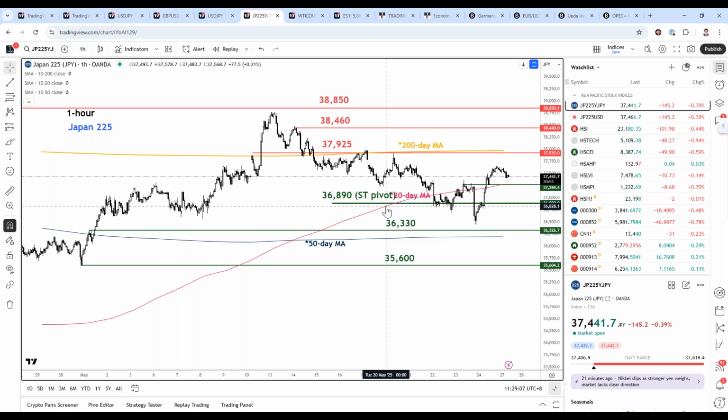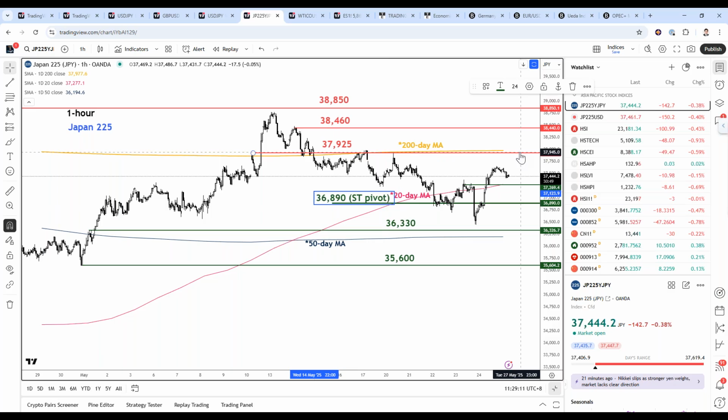We will still maintain our intraday trend bullish bias. First resistance to watch will be 37,925, which will be our 200-day moving average as a similar resistance level as well. So only a clear breakout with an hourly close above 37,925 will open up scope for the next intermediate resistance to come in at 38,460, which is the minor swing high of 14th of May.